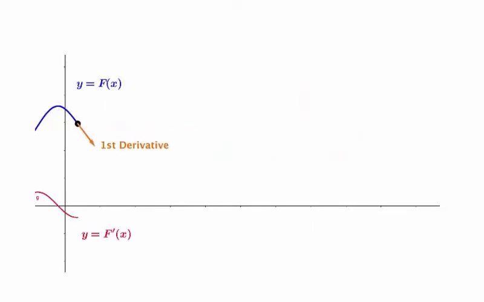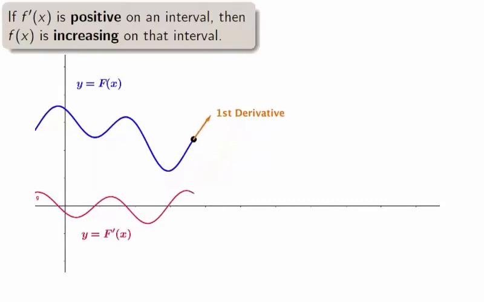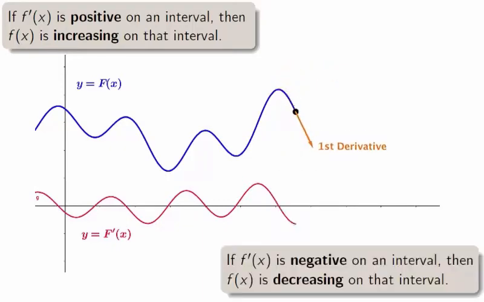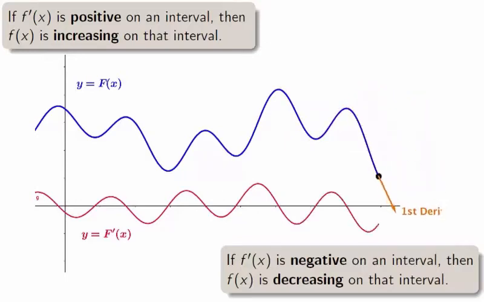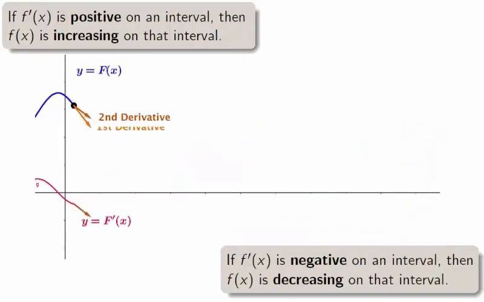We can graph the derivative function f prime on the same plane as the function f. Notice that the graph of the derivative crosses the x-axis precisely when the function has a horizontal tangent line. When the derivative function lies above the x-axis, the function f is increasing, and when the derivative function lies below the x-axis, the function f is decreasing. All of these observations hold for the derivative of the derivative, f double prime, the second derivative.